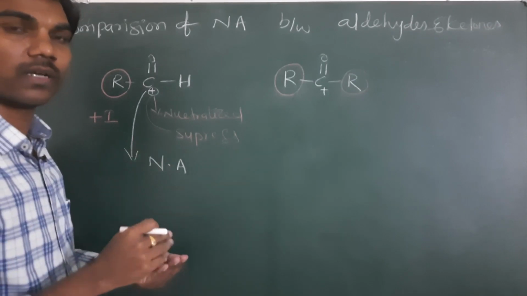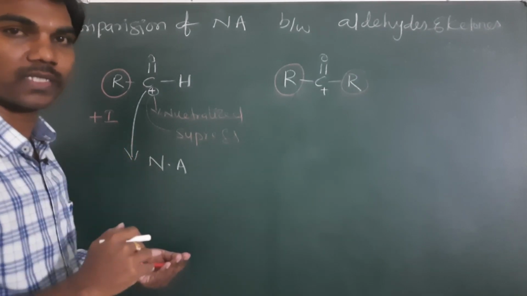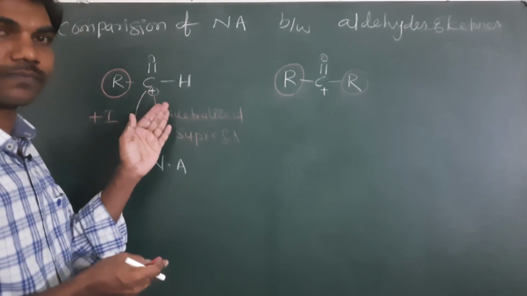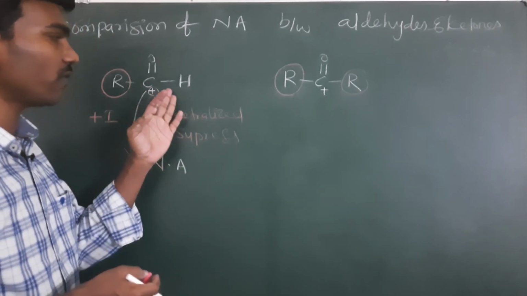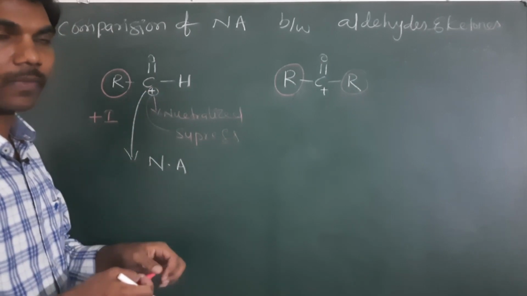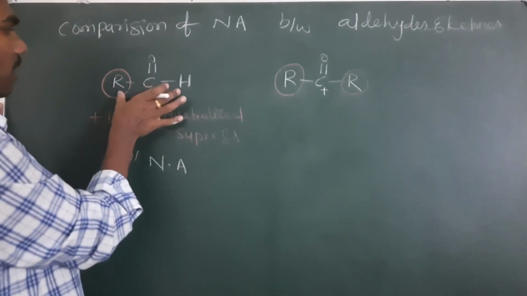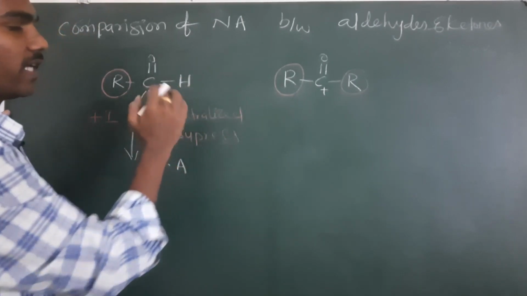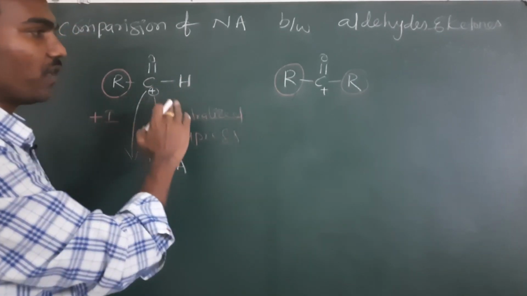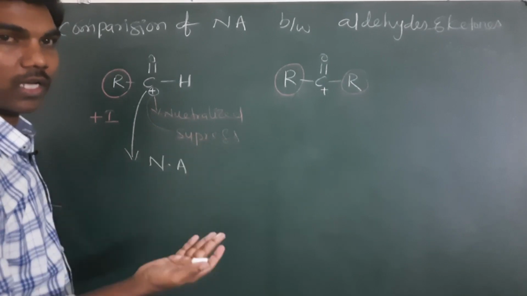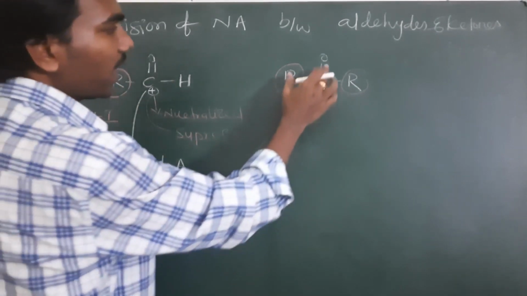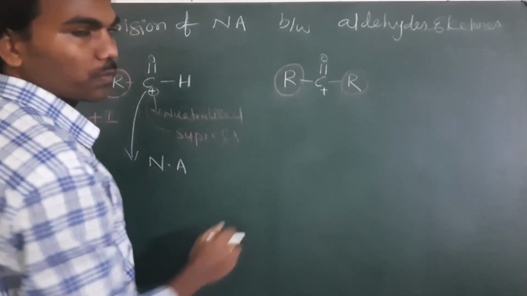When positive nature or electron deficiency is suppressed, obviously the nucleophile requirement will be less. The requirement of nucleophile will be less for this carbocation. Now you see, this is aldehyde and this is ketone. Between aldehyde and ketone, which functional group has more alkyl groups? In case of aldehyde, only one alkyl group is there. In case of ketone, two alkyl groups are there.